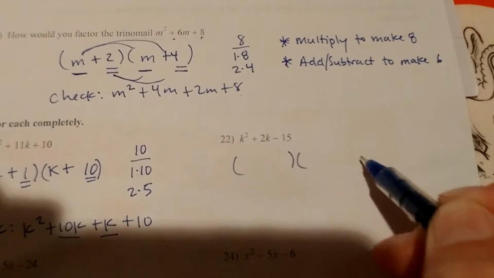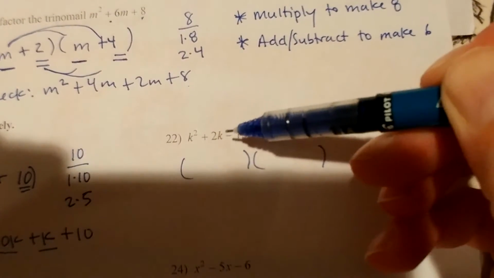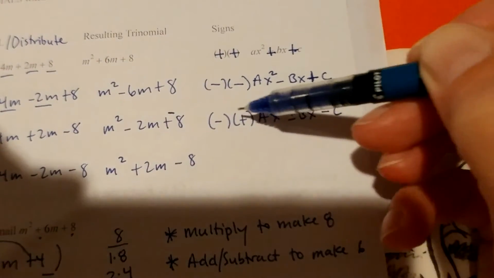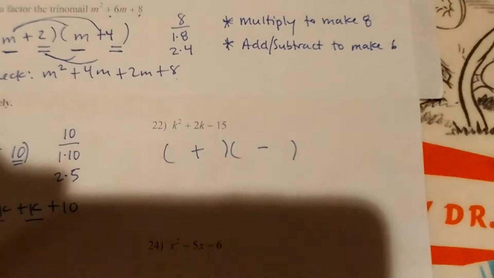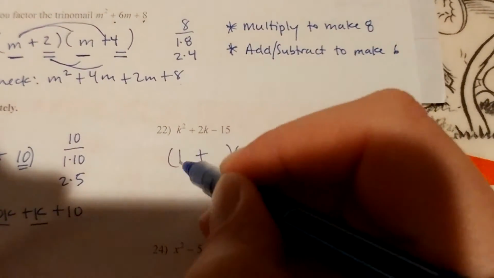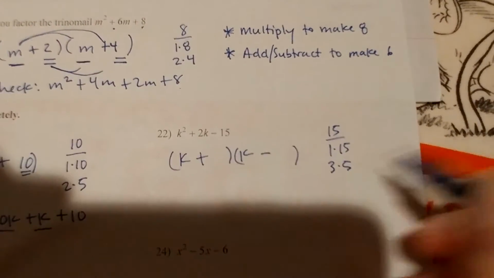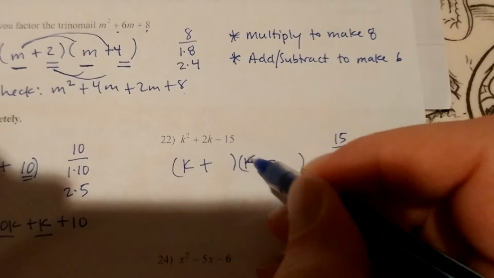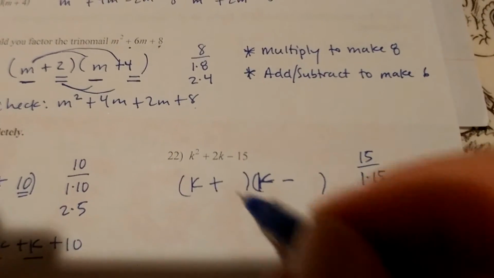This one, the signs are different. So if we follow our sign rule up here, it said if you have a negative, what happens? A negative, you're going to have one of each sign. So let's come down here and we're going to put a plus and a minus. Because in order to get a negative 15, we have to have a positive times a negative. So k and k. What are the factors of 15? 1 and 15, 3 and 5. Which one of those pairs will add or subtract to make 2? Well, it's going to be 3 and 5.